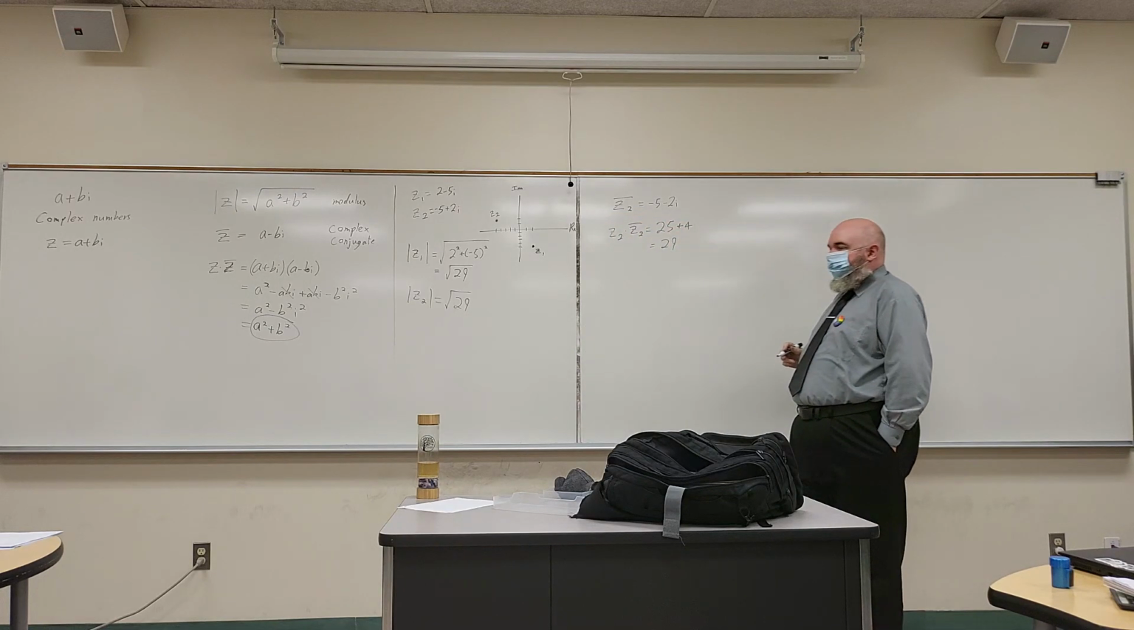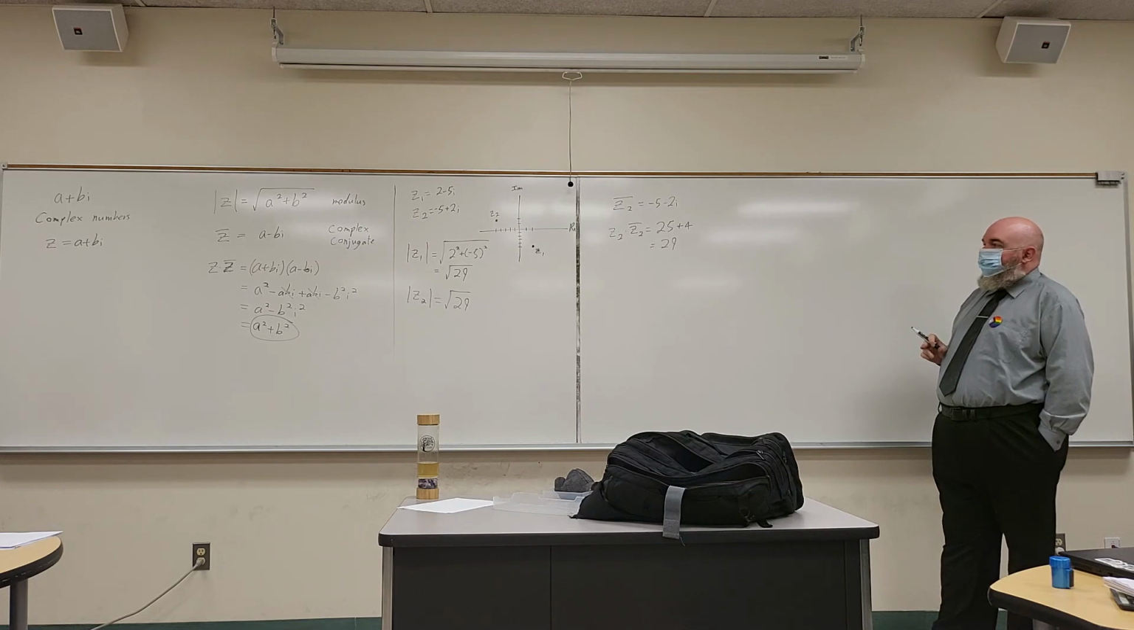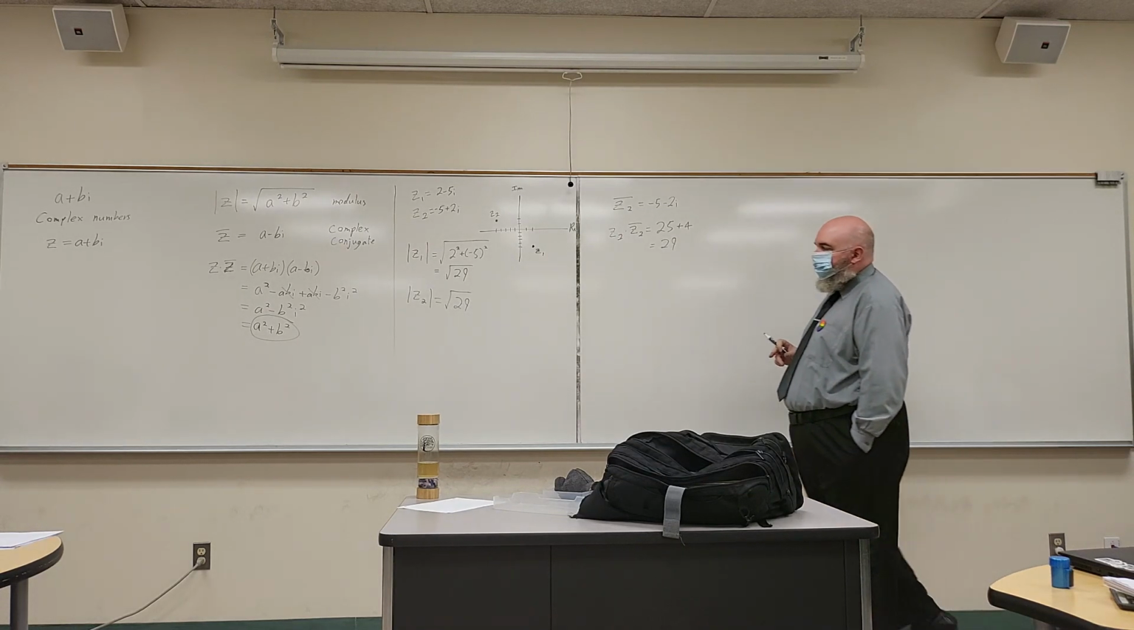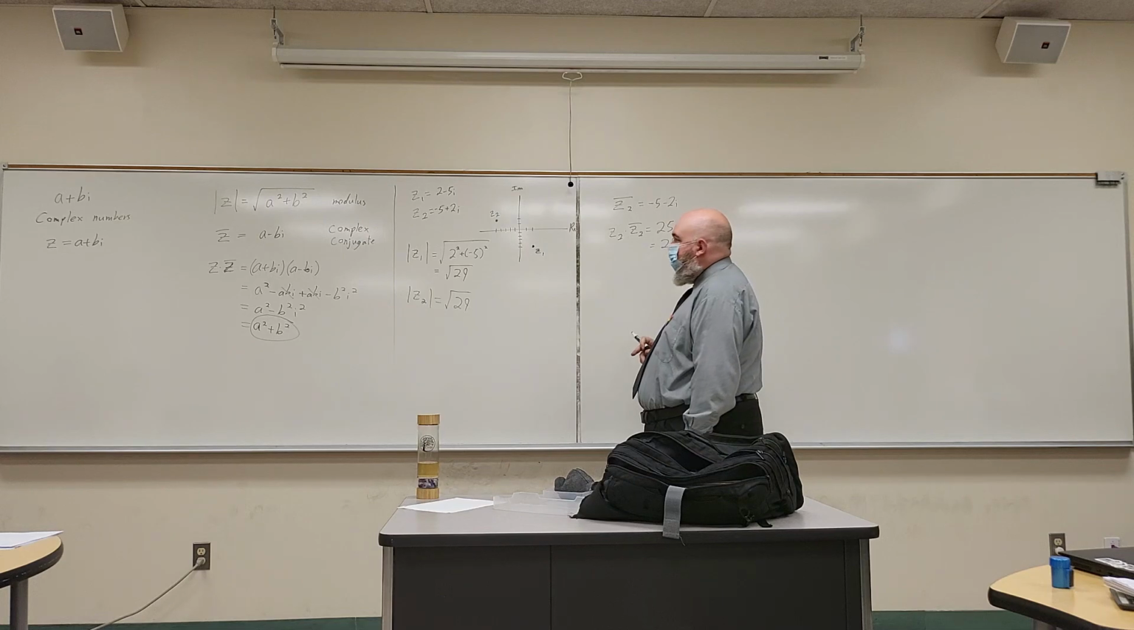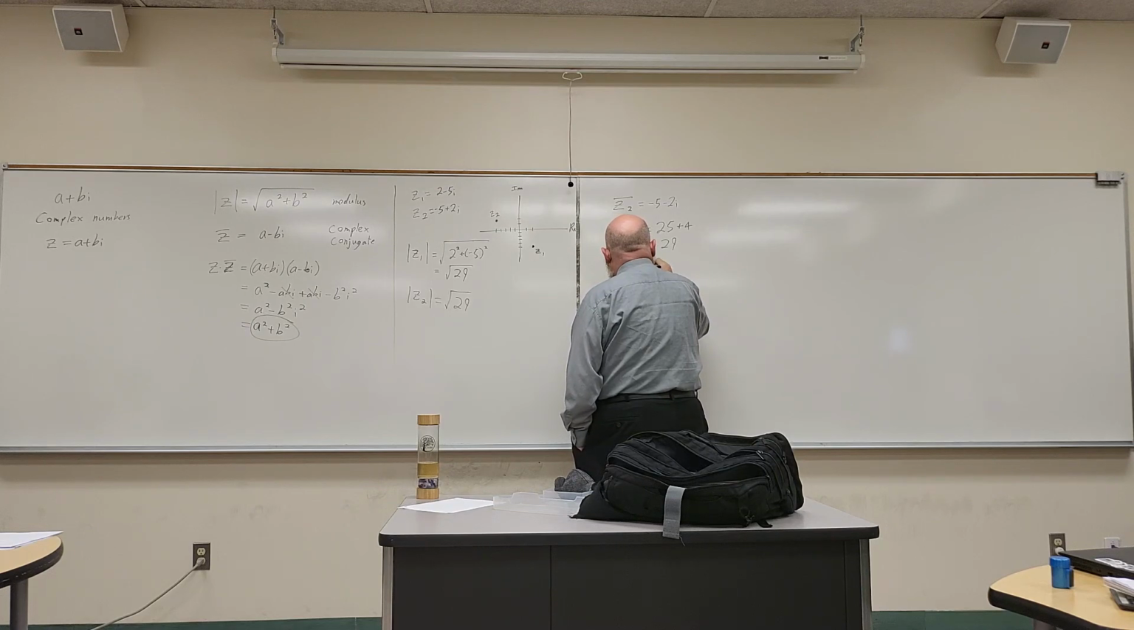But doesn't that give you a value, a real number? If we can get a value for it, are we not able to compare it? Well, sure. With something else. What is Z1 times its complex conjugate?